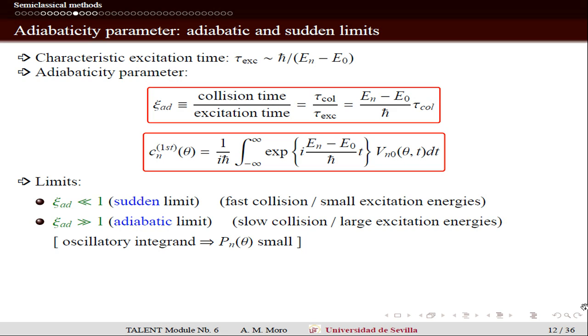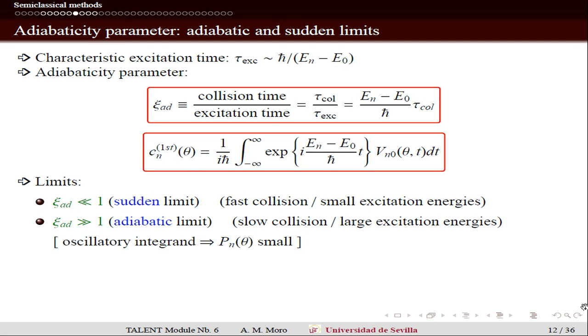So we define the adiabaticity parameter as a ratio. I write here the first time this superscript to distinguish it from the internal coordinates that sometimes we have defined with the same letter, but I think that will not create confusion. Later on I will just remove this R. This adiabaticity parameter in general is defined as a ratio between a collision time and the excitation time that we have defined before.